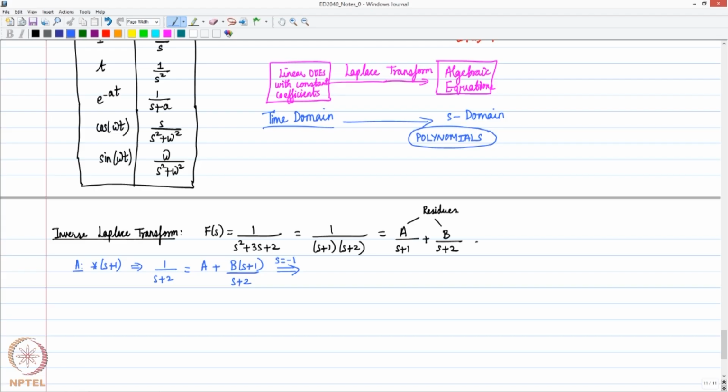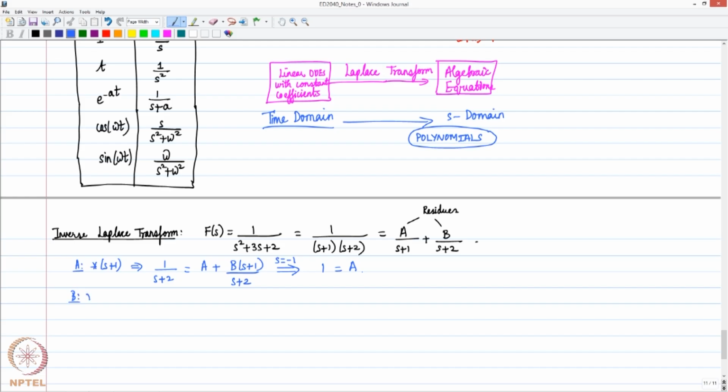So what is the root of s plus 1? The root of a polynomial indicates those values of s at which the polynomial is 0, right. So that's essentially the meaning of the word root. So the root of s plus 1 is going to be s equals minus 1. So I substitute s equals minus 1, the left hand side becomes 1, the right hand side I have A, and the B times s plus 1 term vanishes, because s plus 1 at s equals minus 1 is 0. So we very easily get the value of A.